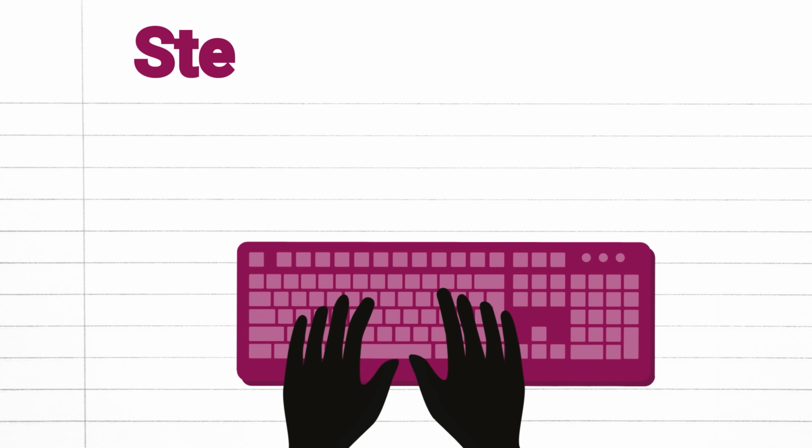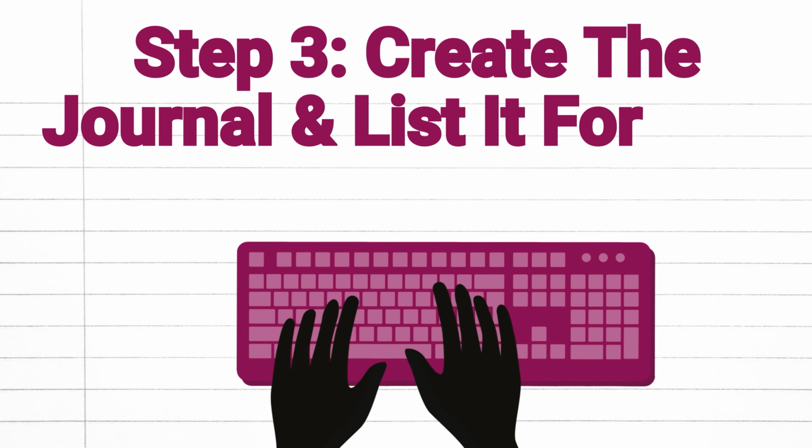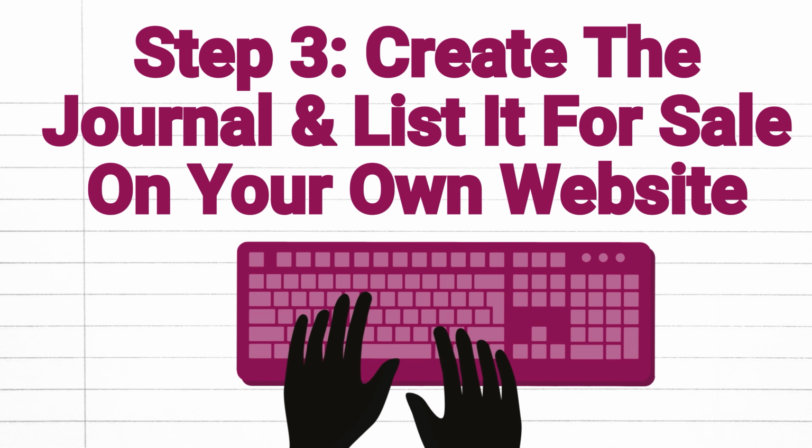And then finally, step number 3, this is the big step that keeps you 100% profitable. It means you don't have to give your money to Amazon KDP. Step number 3, list your journals for sale on your own website and promote it to your email list. When we list our books for sale on Amazon.com through KDP, Amazon charges us the cost of printing and shipping that book, plus they take 50% of that book royalty.